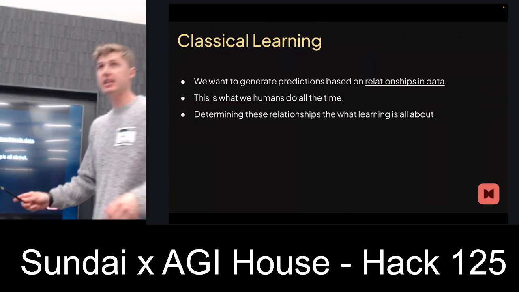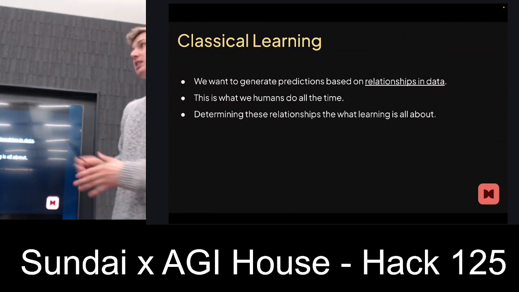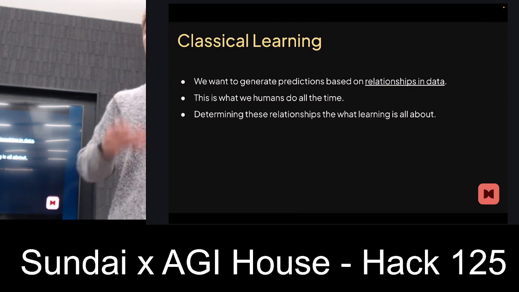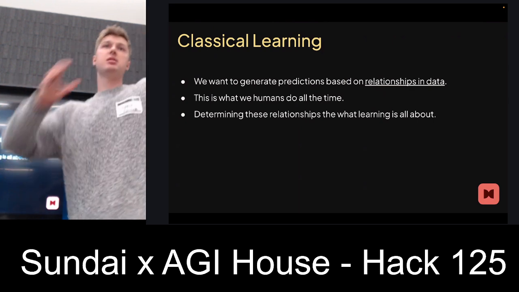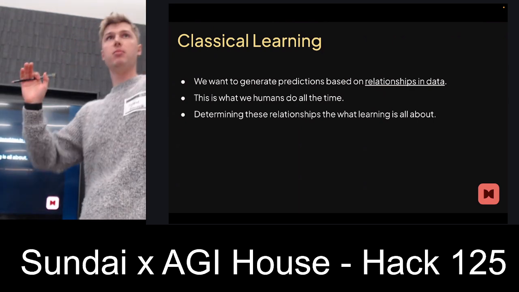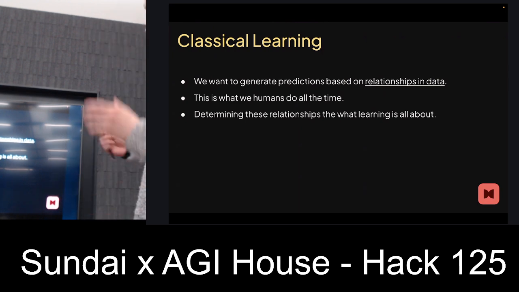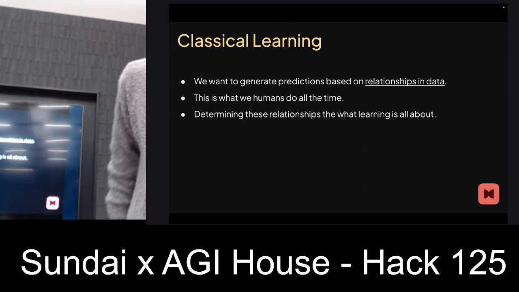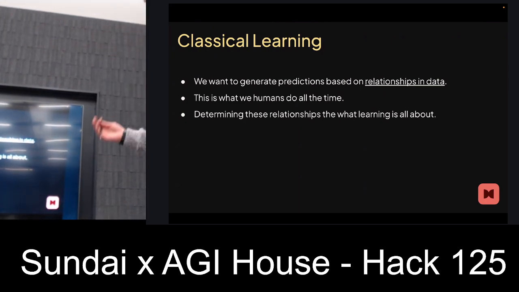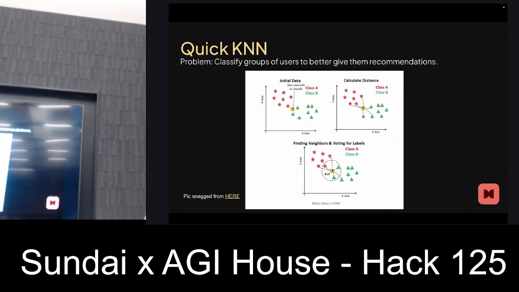Learning is all about finding relationships in data. That's what I do every day. That's what I'm doing right now when I'm trying to talk to you guys. I'm paying attention, seeing who's not paying attention. If I'm losing you all or if you all start to sleep, I have to change how I'm interacting with you all. That's what I'm doing. I'm learning, building relationships out of the data that I understand.